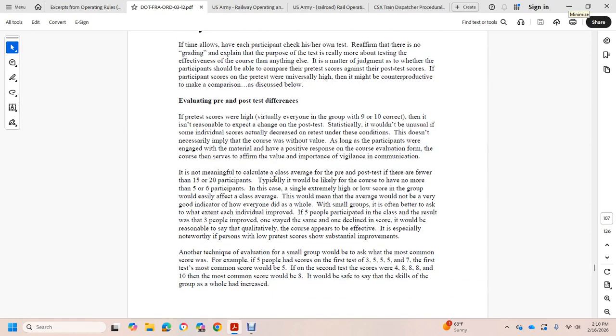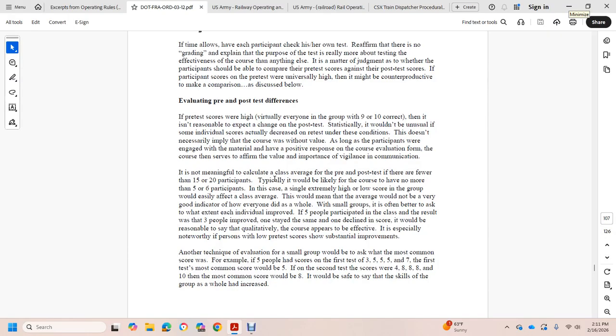Evaluating pre-test and post-test: the scores on the pre-test were very high. Virtually everyone in groups 9 and 10 got them correct, so one could reasonably expect little change on the retest. Statistically, it wouldn't be unusual that some individuals score a decrease on the retest. That condition doesn't necessarily imply that the course was without value, as long as the participants were engaged with the material and gave a positive response on the course evaluation form.